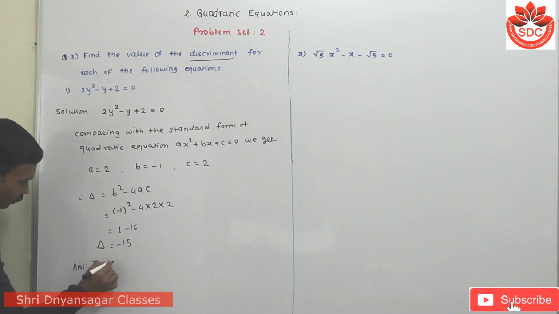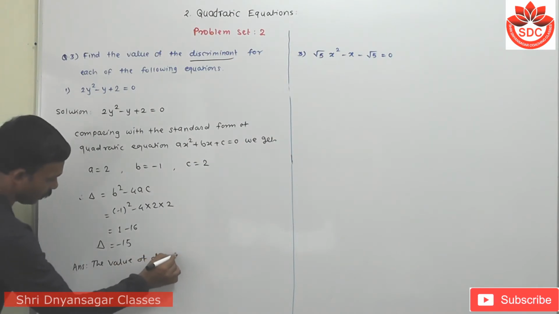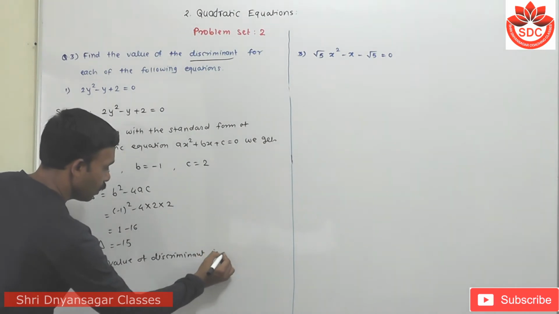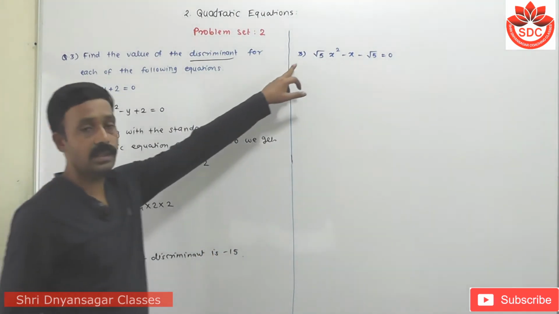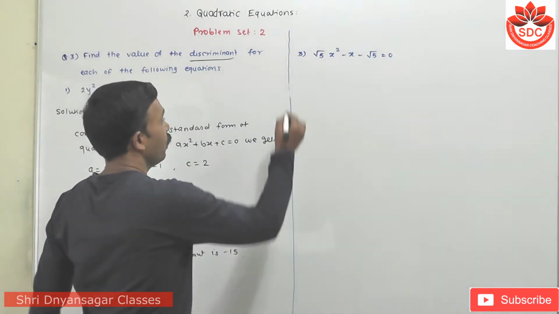The value of discriminant is minus 15. Then we take the third one, the third sub-question. The second one you have to solve at home. Now its solution.